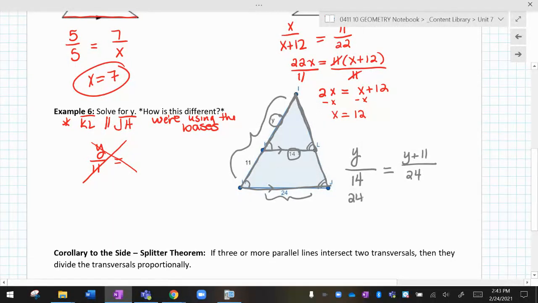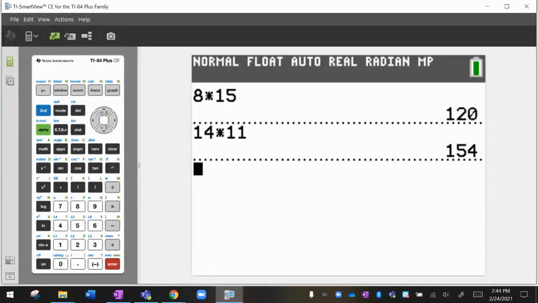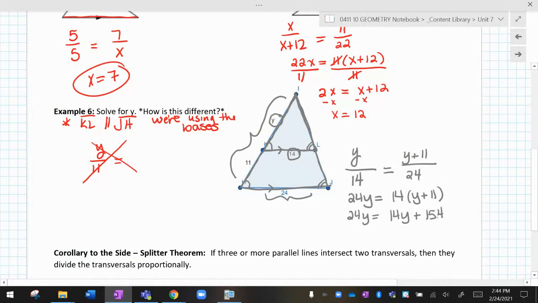Okay, and now I want to solve. So I have 24y equals 14 times y plus 11. Now, I could divide by this 14 right now, but 24 isn't divisible by 14, so I'm not going to do that. I'm going to distribute. 14y plus, what's 14 times 11? That's going to be 154. Subtract 14y. I'd get 10y equals 154. And then if I divide by 10, I get y equals, let's see, 15.4.